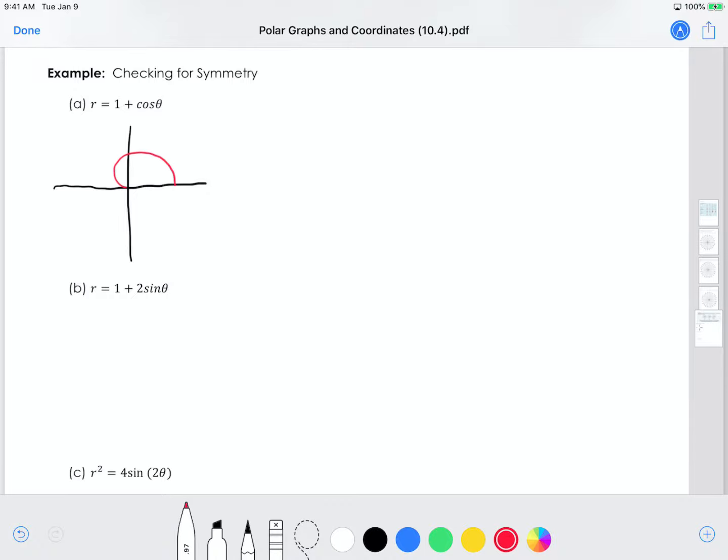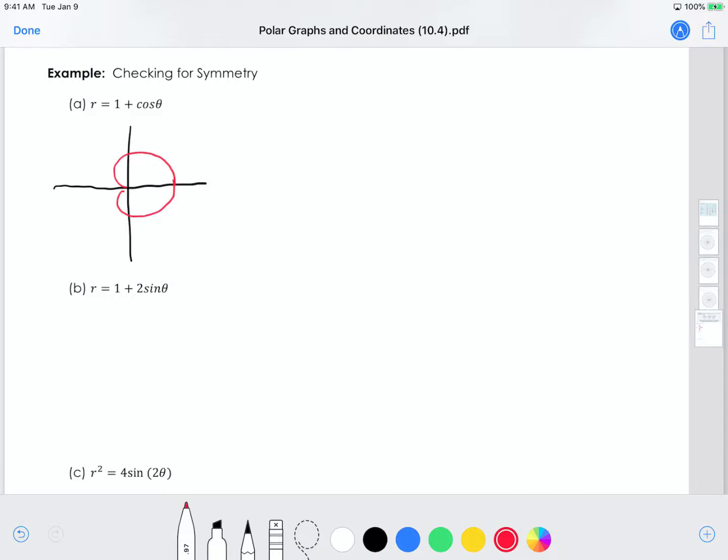It looks kind of like a sideways heart. And when I look at that, I notice that if I were to fold it along what looks like the y-axis, or what we think of as the y-axis, which is the axis theta is equal to pi over 2, if I try to fold it along that line, it doesn't line up. So we don't have symmetry with respect to theta is equal to pi over 2.